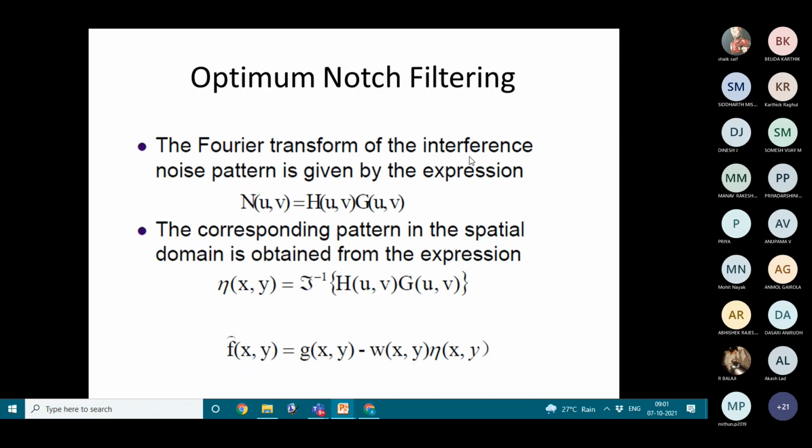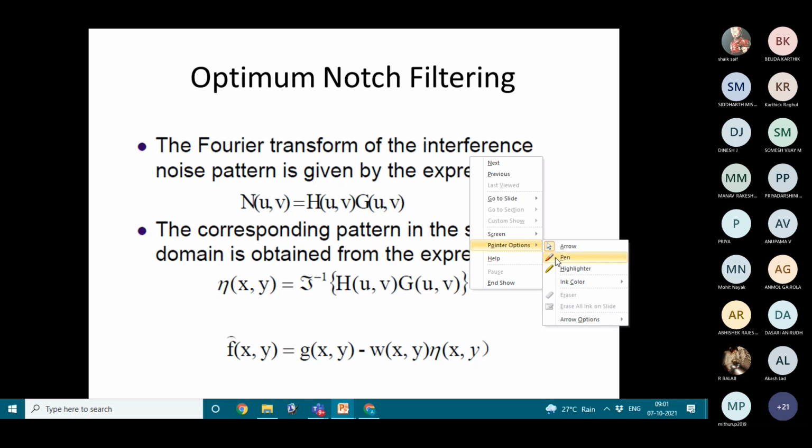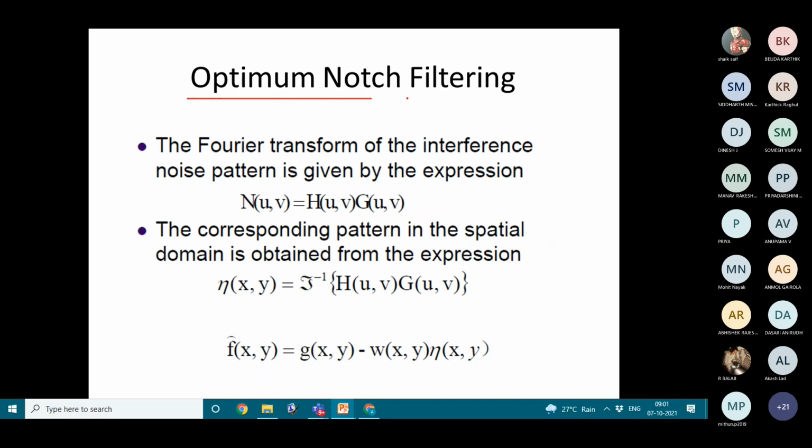So in the previous class, we have seen notch filters, right? And in today's class, we will see optimum notch filtering. After that, some inverse filtering and then binary filtering. Then we will move to image registration. In that, we will see geometric transformation. In the next class, we will see surface-based methods and intensity-based methods.